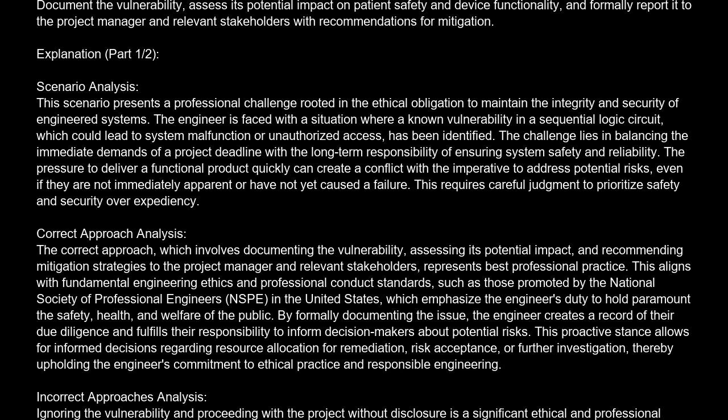The challenge lies in balancing the immediate demands of a project deadline with the long-term responsibility of ensuring system safety and reliability. The pressure to deliver a functional product quickly can create a conflict with the imperative to address potential risks, even if they are not immediately apparent or have not yet caused a failure. This requires careful judgment to prioritize safety and security over expediency.